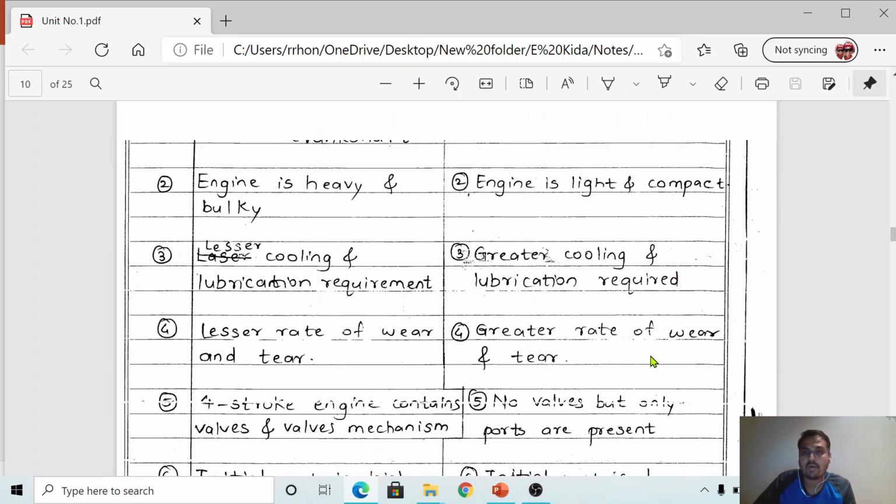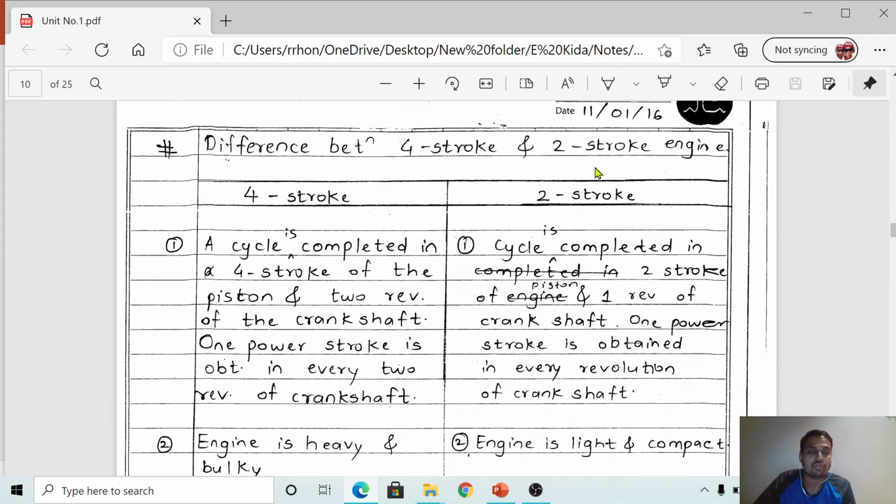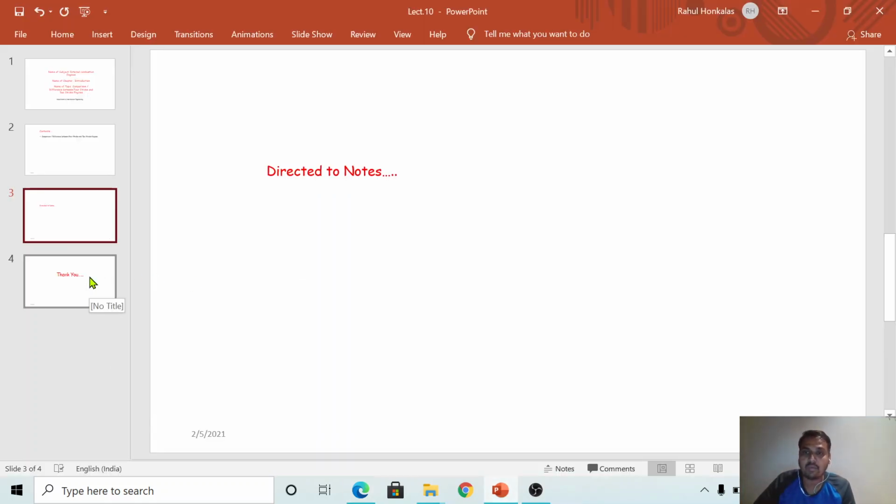So this is all about the comparison or difference between the four-stroke and two-stroke engine. I hope you understood the difference between these two. This is again a very important point.